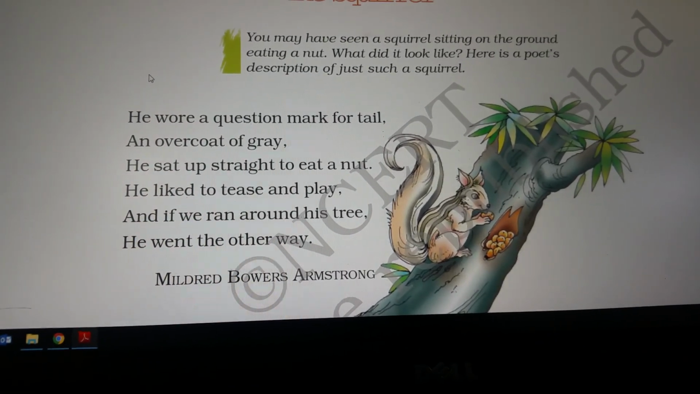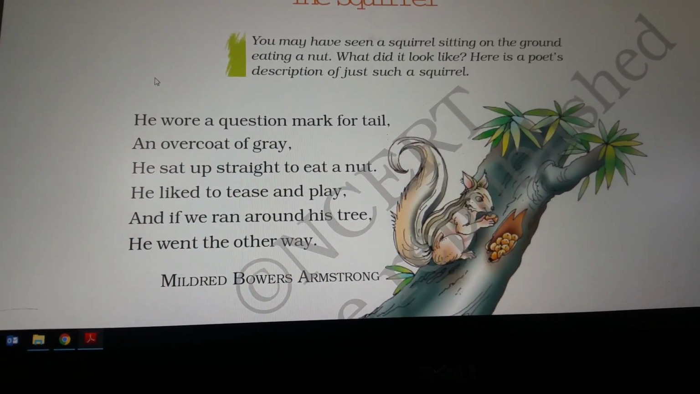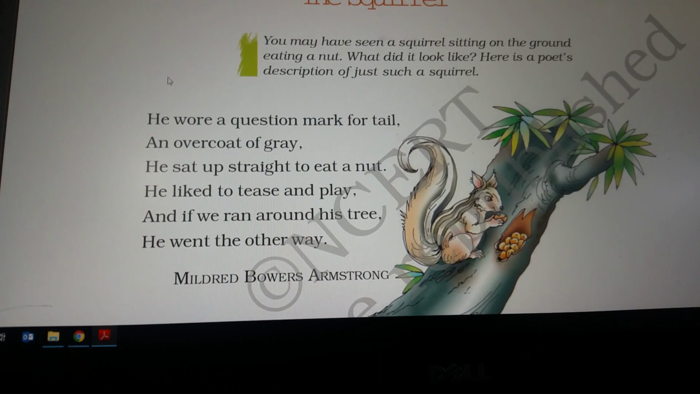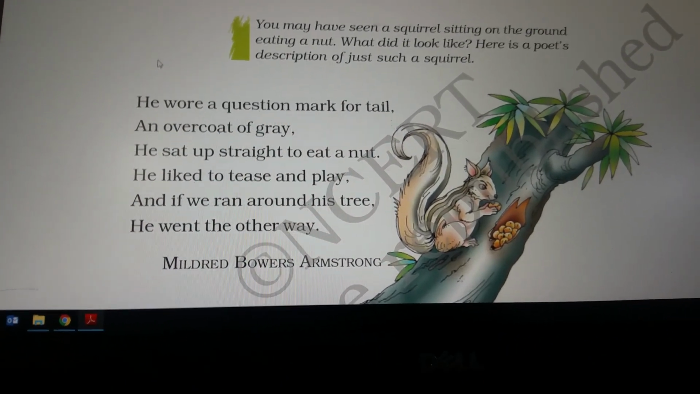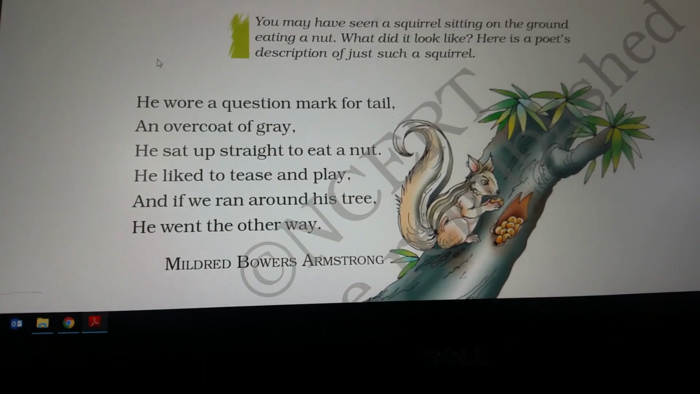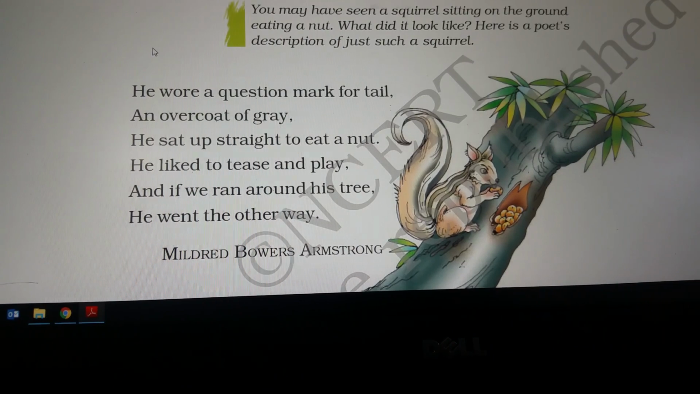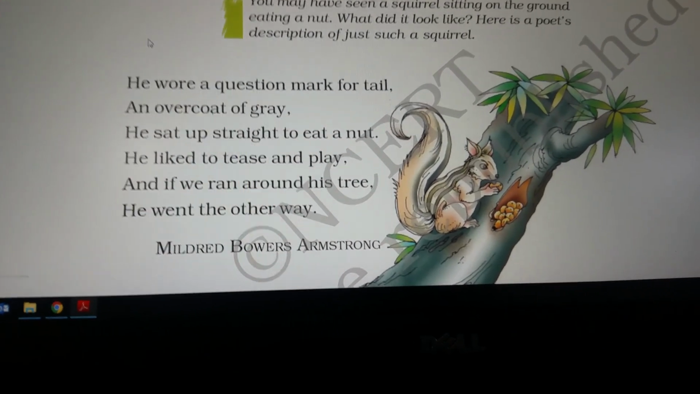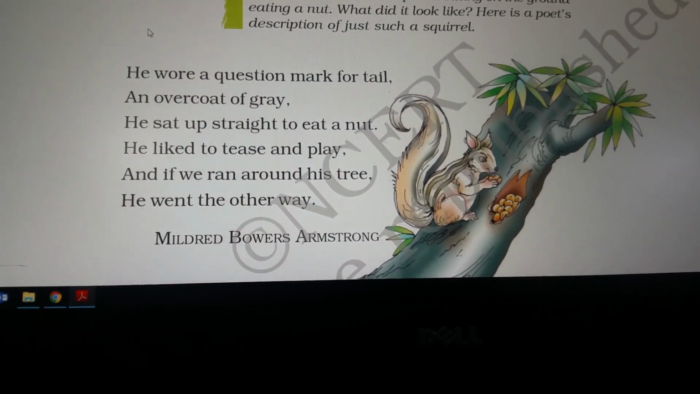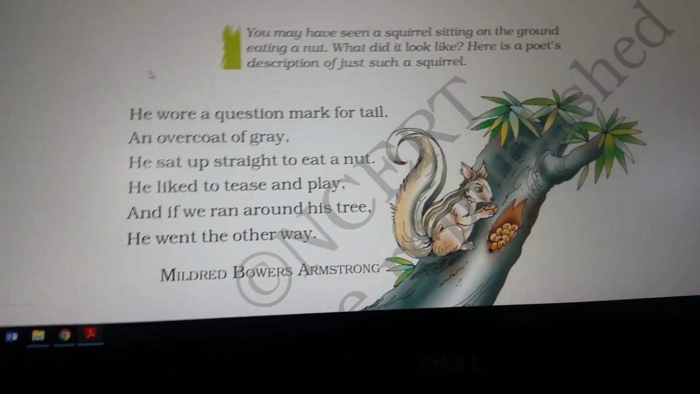It had a grey coat. It was so loose that the poet calls it an overcoat. The color of the squirrel, you all know, is grey, and that's why the poet is saying that the squirrel was wearing a coat, a fur of grey color, but it was so loose that the poet calls that coat an overcoat.